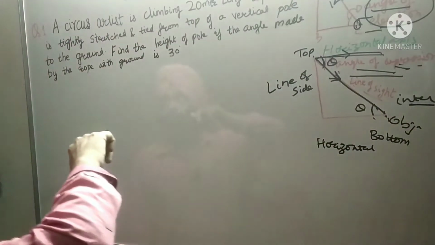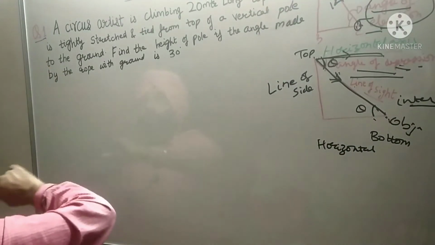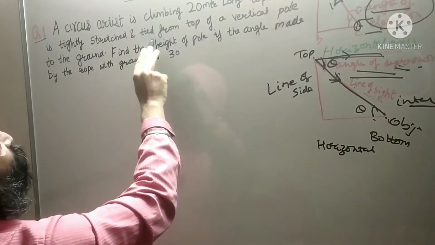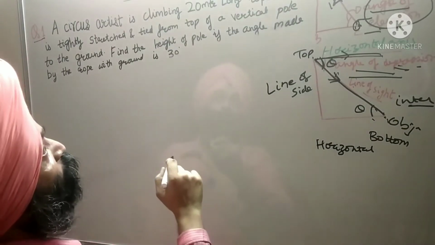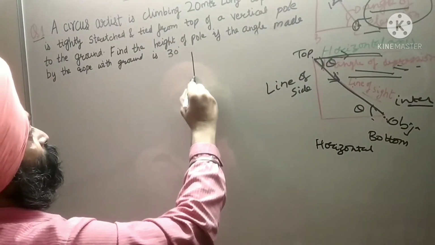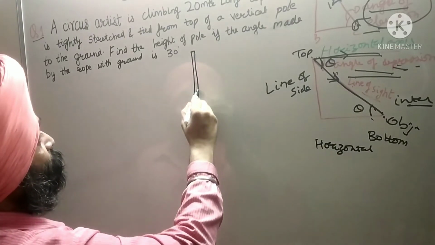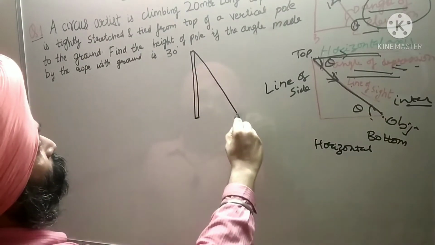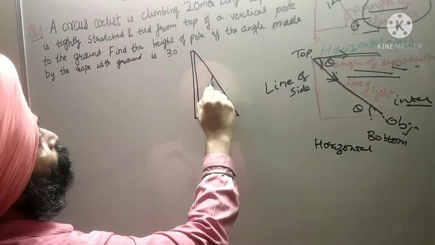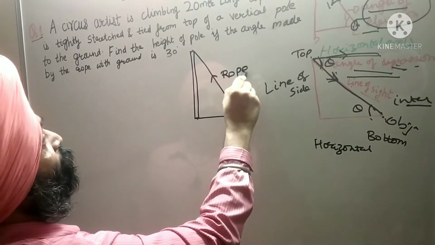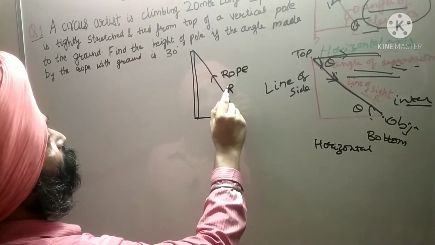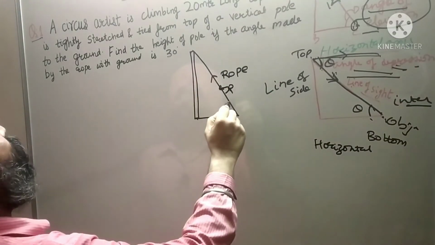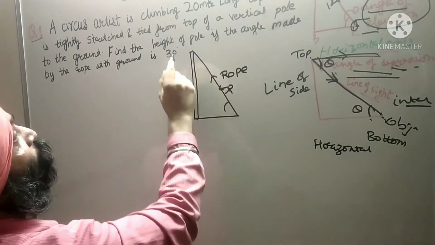Okay? So what is the question for number 1? A circus artist is climbing a 20 meter long rope which is tightly stretched and tied from the top of a vertical pole. So we consider this as a pole, and this is the rope, and somebody is climbing it from here. You have to find the height of the pole.